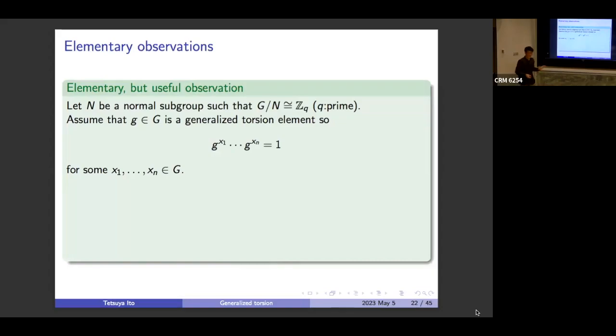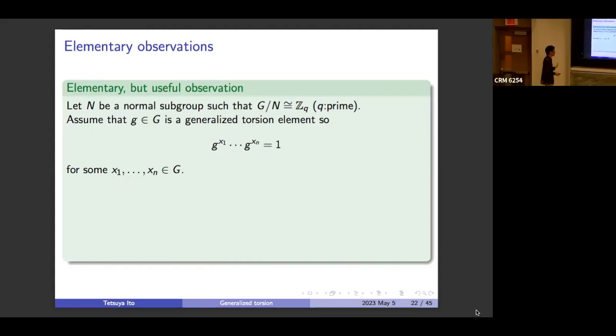Unfortunately, when we try to look for generalized torsion elements of order 3 or 4, we have no such simple or easy characterization. So let us try to explore some techniques to evaluate the generalized torsion order. Here is a very elementary first observation.